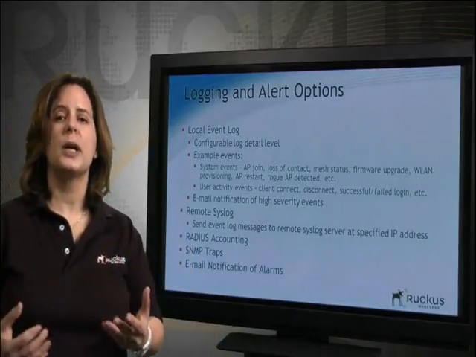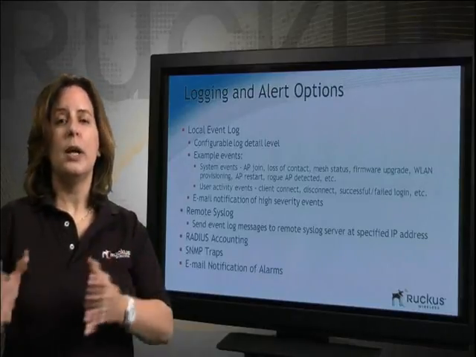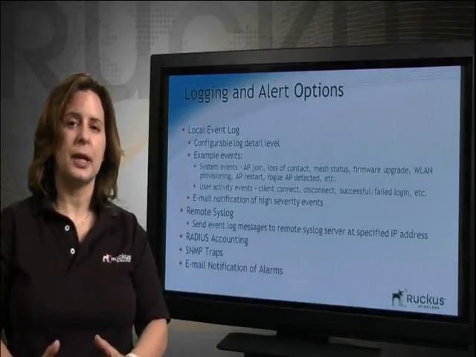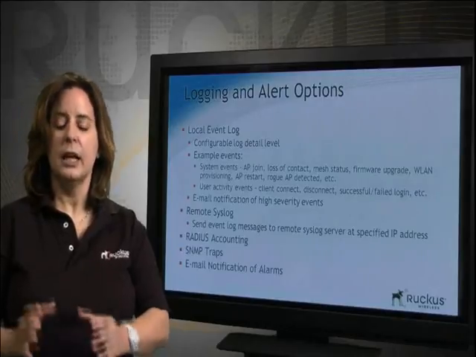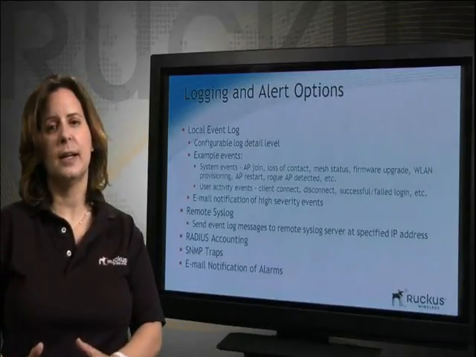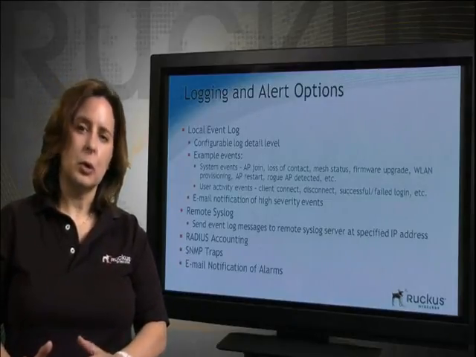So this is where an email would actually get sent out to a particular email address whenever a critical alarm or event has happened. For example, like a rogue AP being detected or an AP going down or something like that. If you don't have immediate access to the web UI and the Zone Director or the CLI, email notification is a really good way of getting that information in a more real-time manner.